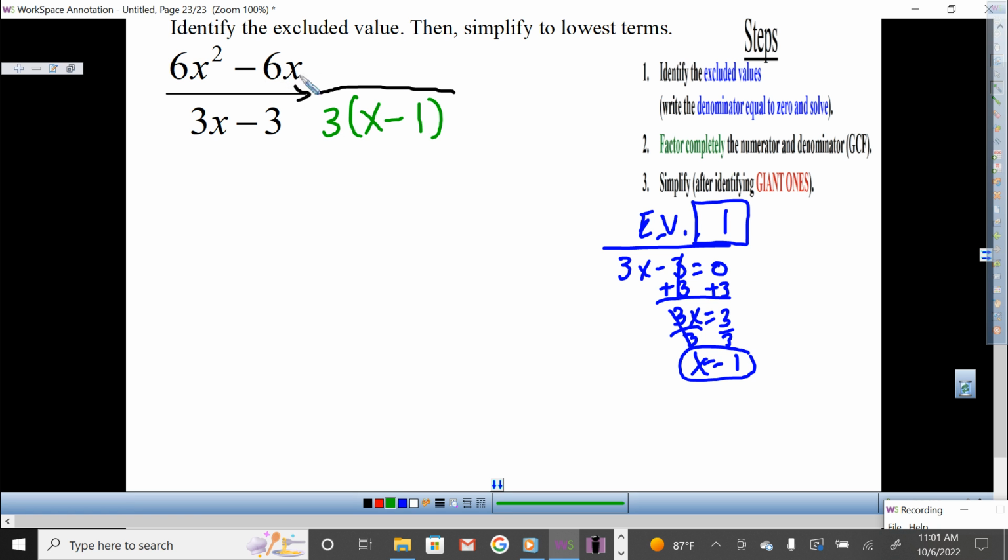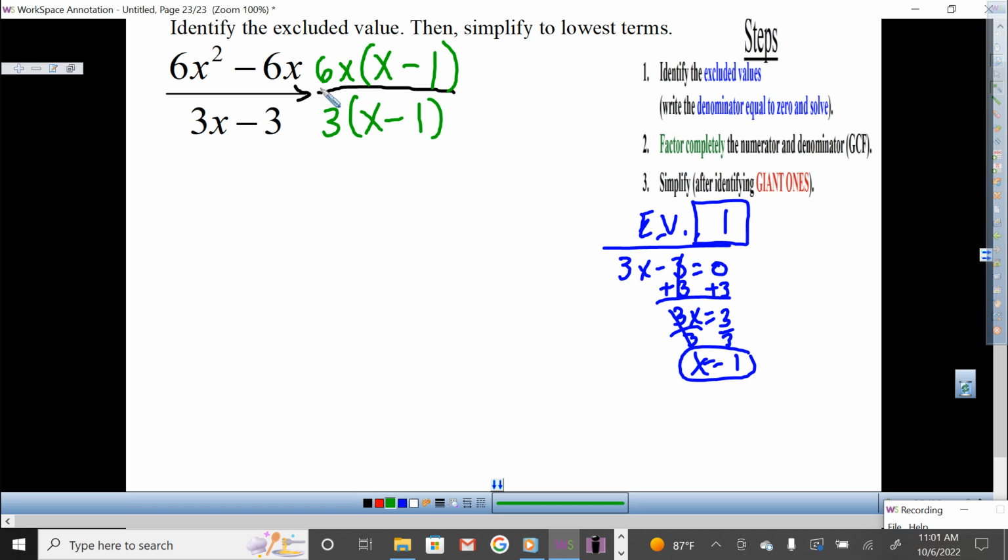All right, Alexandra. Numerator, what would you do? Which would be x. What else? Yes, 6x. That's our GCF. And that leaves us with x minus 1. Okay. Pretty good. Now, question.